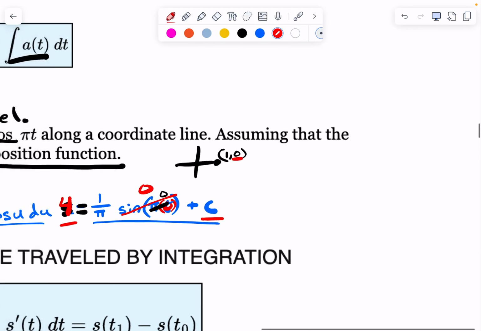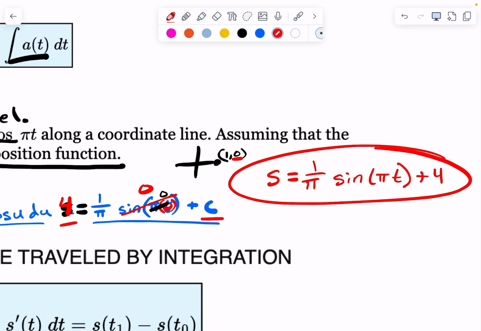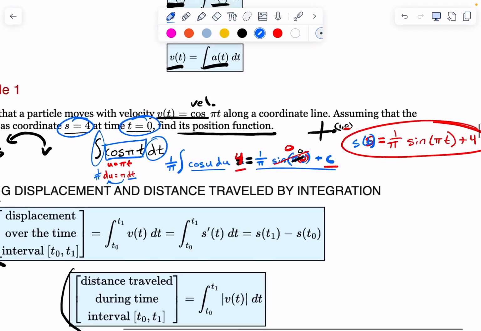Okay, so I know that s is equal to 1 over pi sine of pi t plus 4. And that's the position function, okay? They might instead call it s of t instead of just calling it s, whatever. But that's my position function. That's like where I'm traveling at, or that's like the height of where I'm located at, right? Good? Make sense? Ish? All right, we've done all this stuff before, I feel like.